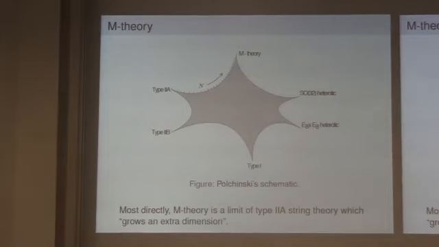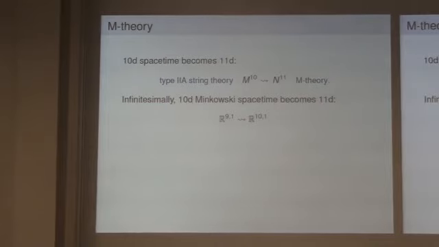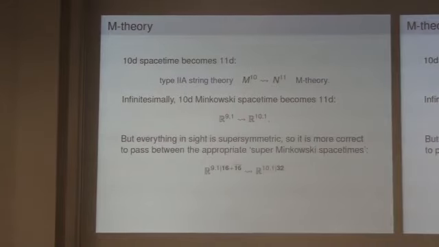So let's study this process. 10-dimensional spacetime becomes 11-dimensional spacetime. That's our claim, that type 2A string theory lives in 10-dimensional spacetime, and it becomes an 11-dimensional spacetime where M theory, with its M-branes, lives. Infinitesimally, taking the tangent spaces of these spacetimes, this means that R^{9,1}, Minkowski spacetime of dimension 10, becomes R^{10,1}, Minkowski spacetime of dimension 11. But everything inside has supersymmetry, so it's more correct to pass between the appropriate super spacetimes, and infinitesimally, that means the super Minkowski spacetimes, which I will describe in a moment for those of you that don't know.